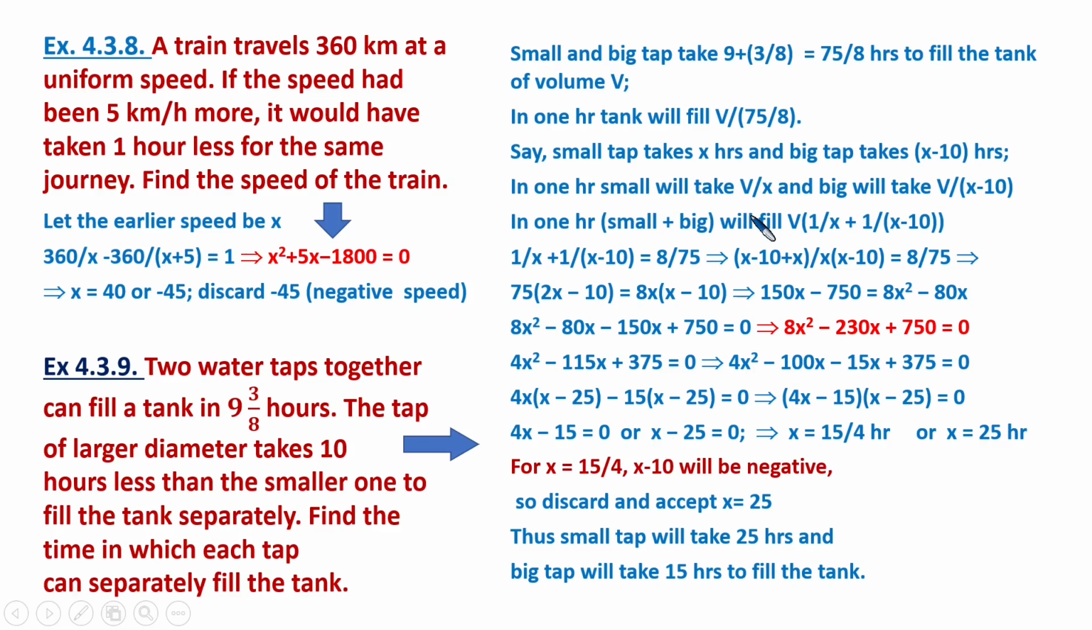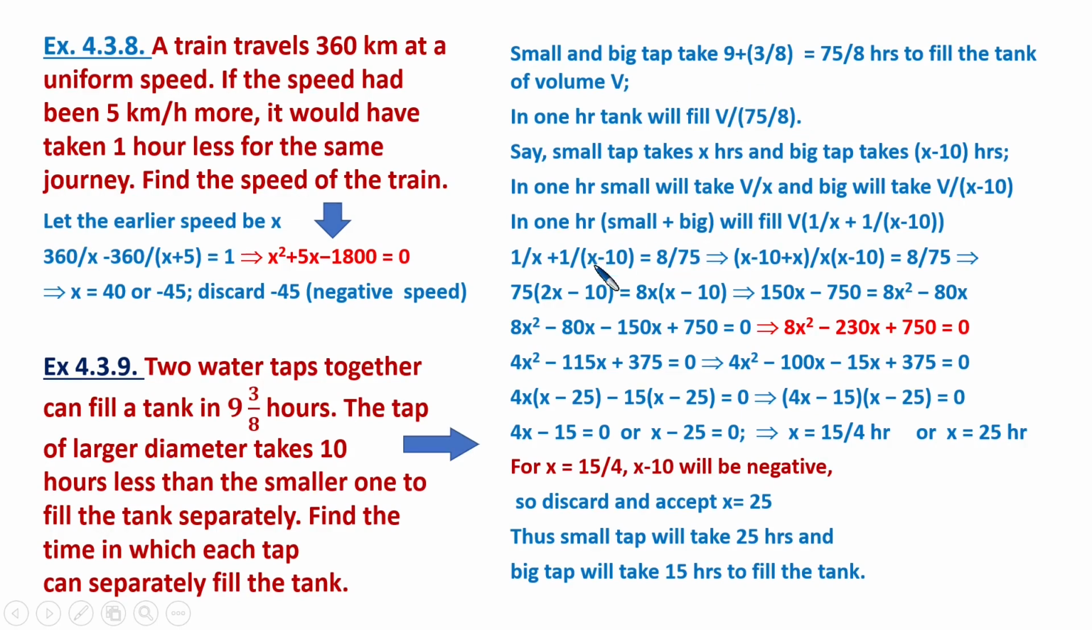In 1 hour the small tap will take V by X, and the big one will take V by X minus 10, where V is the volume. So if I put on both of them, in 1 hour small plus big will fill V by X plus V by X minus 10, where V is common. So in 1 hour it is this, and you can equate it with this.